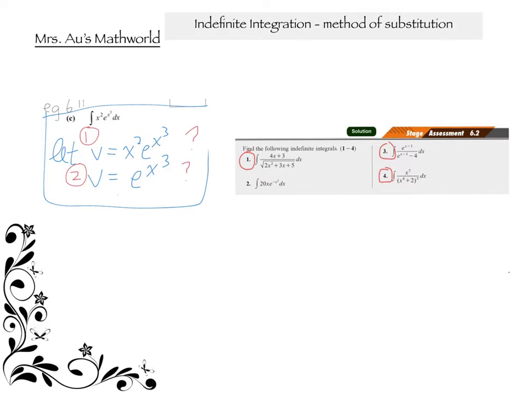So please try these 4 questions as classwork. For example 6.11, please try to use this method to see whether it works. And also questions 1, 3, and 4.